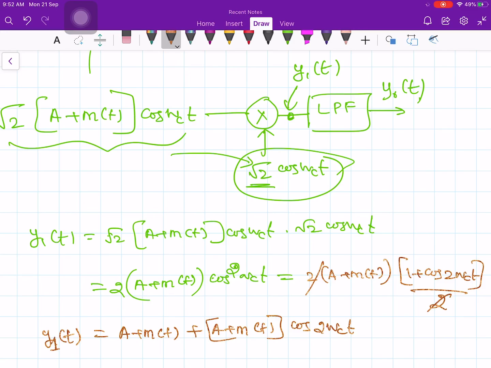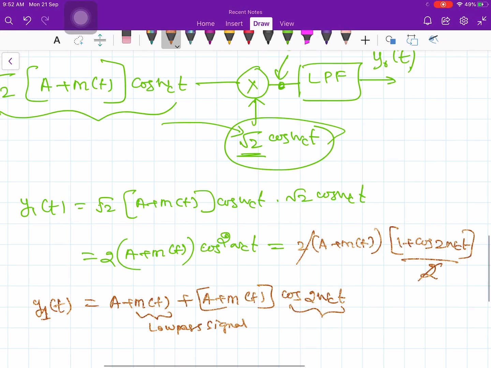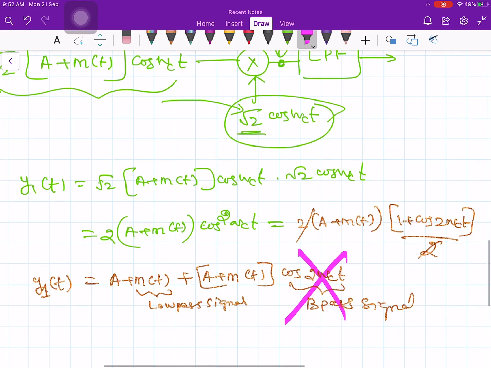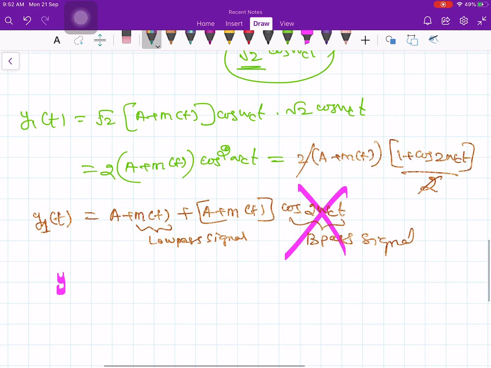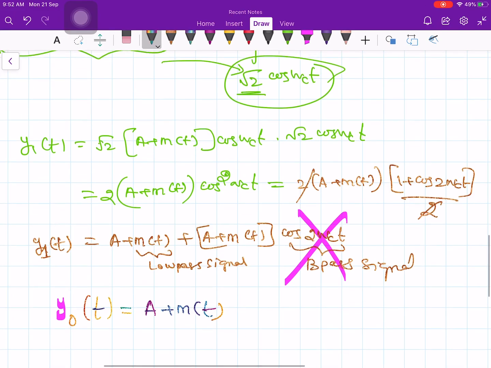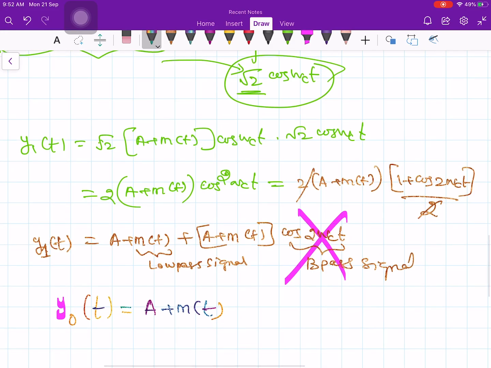Now after you pass through the low pass filter, see this m of t is a low pass signal, no problem. What about this one? It's a high frequency, band pass signal. So that signal will be removed by the low pass filter. Therefore my detector output yd of t or y0 of t is equal to simply A plus m of t. So you are going to multiply the received signal with root 2 times cos omega ct and the result will be given to the low pass filter.